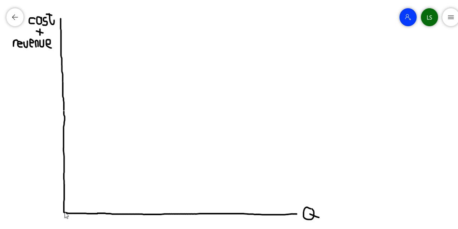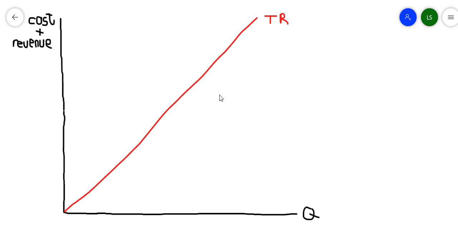So your total revenue is going to start at the origin, and it is going to slope upwards. This is my total revenue. It's going to go up and up and up, and it's never going to decrease.